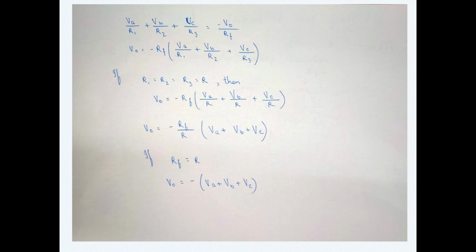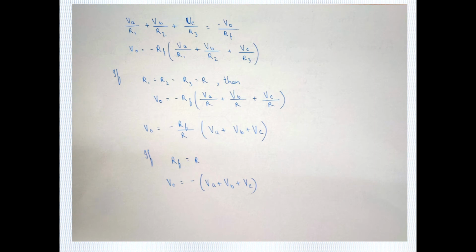Since capital VA is equal to 0, we get the following equation: Va by R1 plus Vb by R2 plus Vc by R3 is equal to minus V0 by RF. So V0 is equal to minus RF times (Va by R1 plus Vb by R2 plus Vc by R3), which is basically the sum of the three inputs.